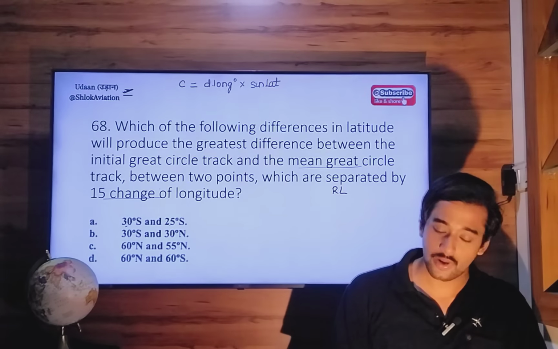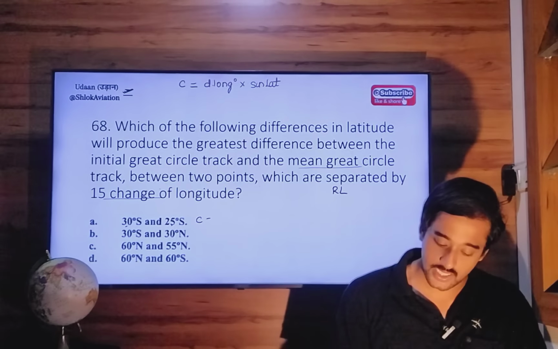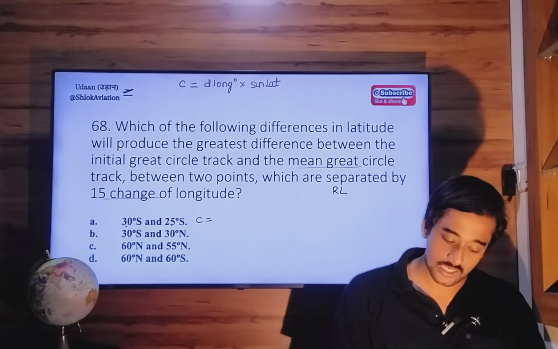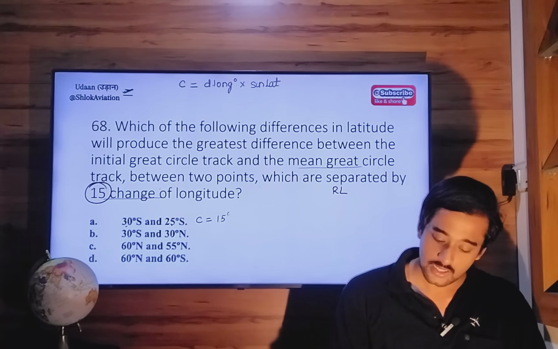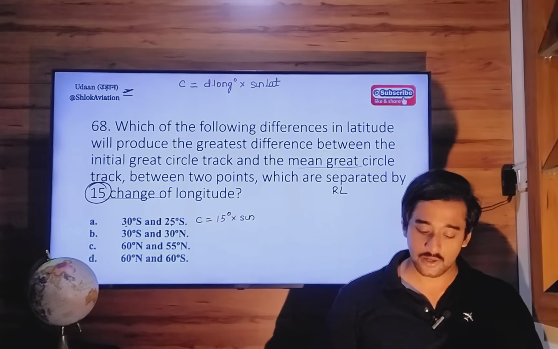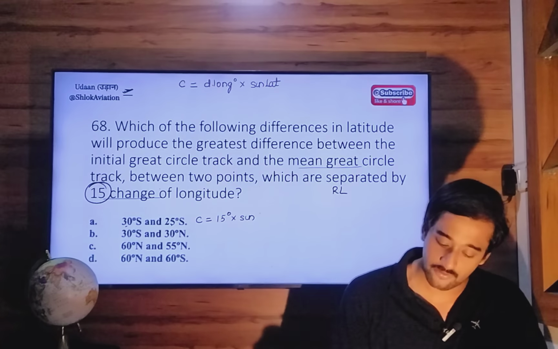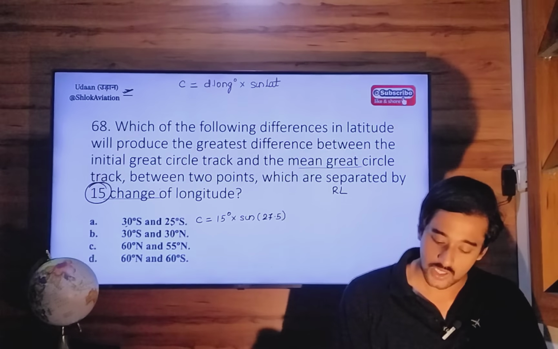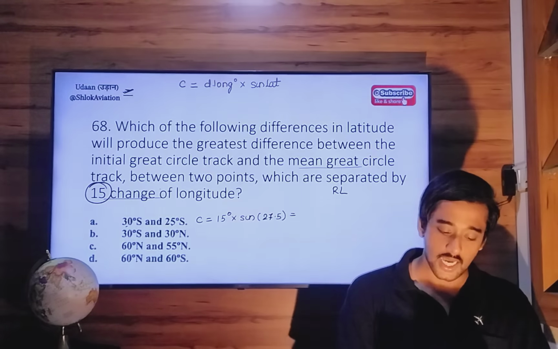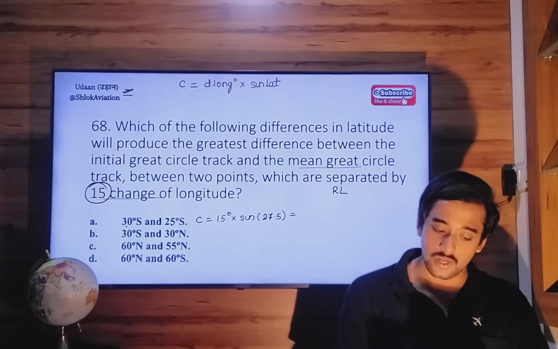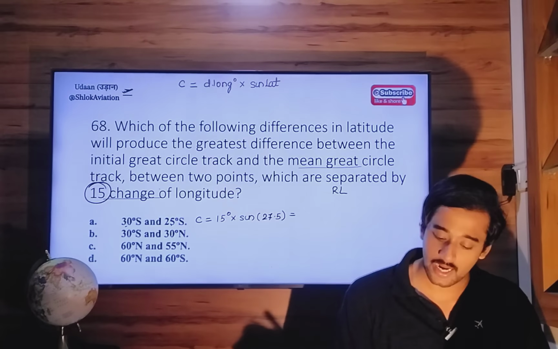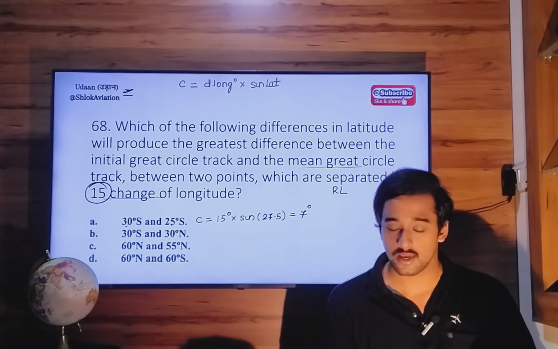30 degrees south and 25 degrees south. So convergency here will be D long, D long is 15 degree, sine latitude. Now the latitude here will be 27.5 average. So 15 sine 27.5, that is 6.9 degree or approximately 7 degree.